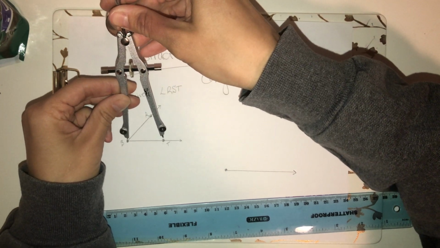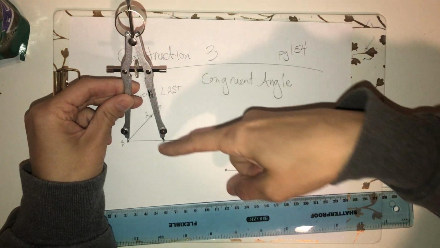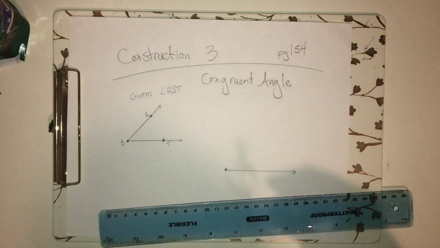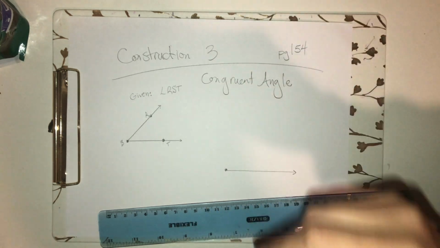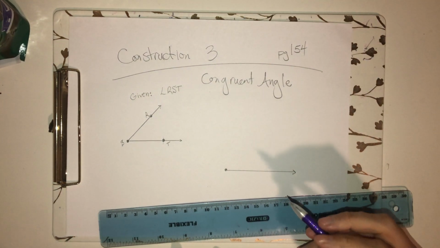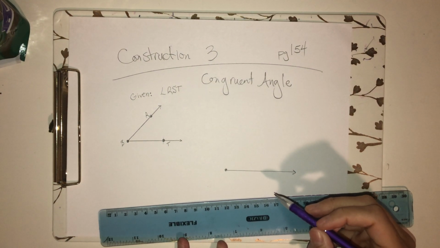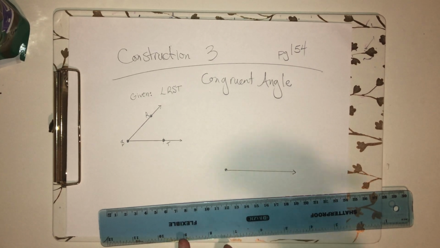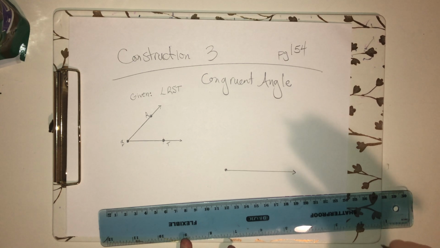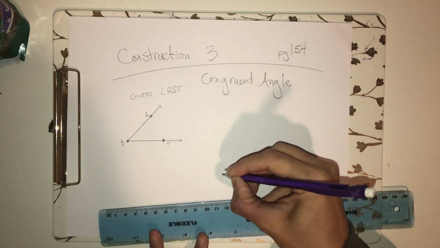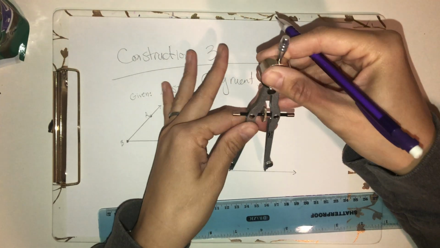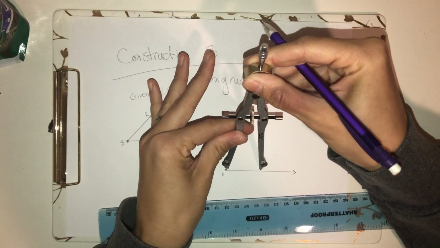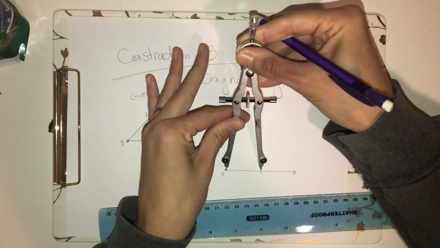So here I'm using my compass to measure the distance from S to T, and I'm going to use that because the angle that I'm about to construct will be named angle NPQ if I'm going to use the book's example. So that'll be PQ. So this is P, and the location of Q, if I'm trying to be super accurate, will be right here. You see how I did that?